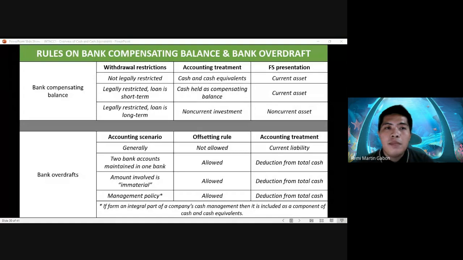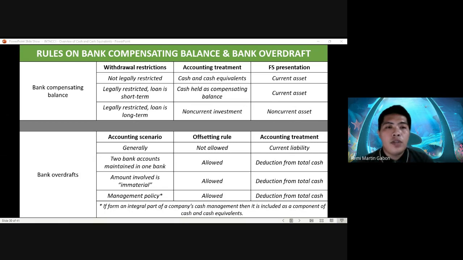But sometimes, okay, there are agreements na not legally restricted si compensating balance. So meaning, pwede siyang ma-encash, ma-withdraw anytime. So therefore, the accounting treatment is part of cash and cash equivalents. So automatic part of current assets. Okay? So take note of that rule for bank compensating balance.